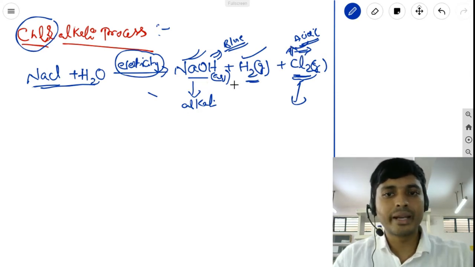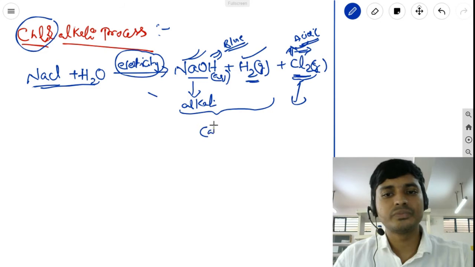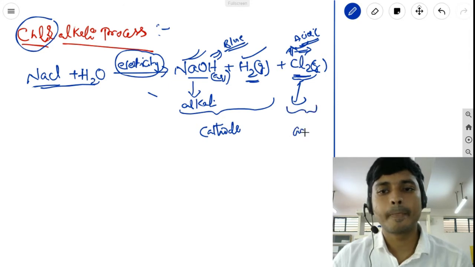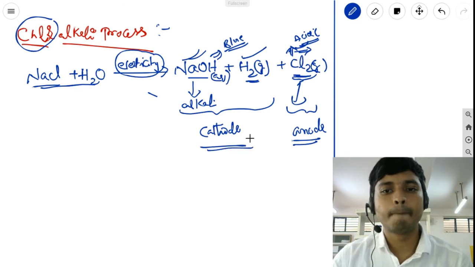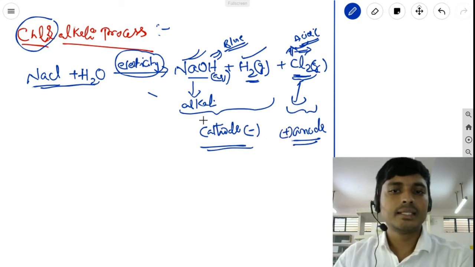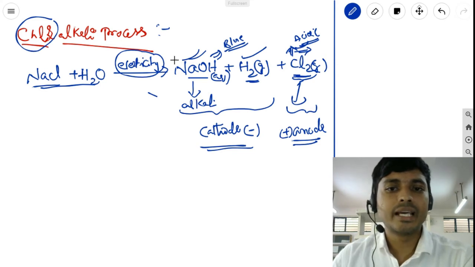In the electrolytic cell, sodium hydroxide and H2 gas are generated at the cathode, and chlorine gas is generated at the anode. We know the cathode is the negative one and the anode is the positive one. Basically, we are getting here sodium hydroxide, hydrogen and Cl2.